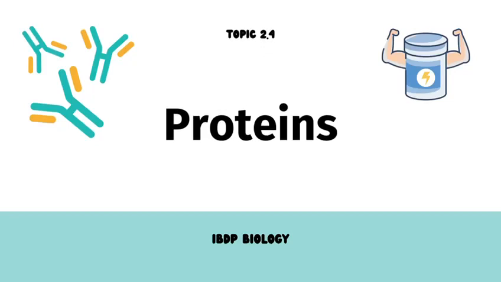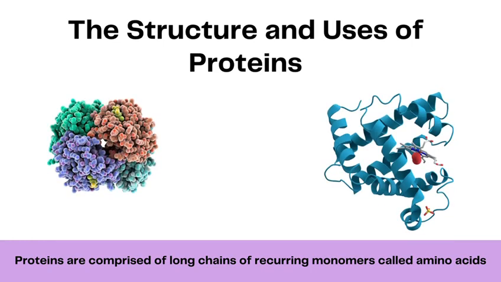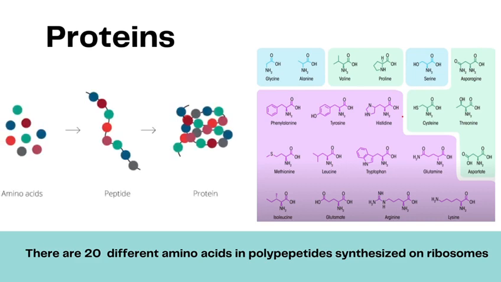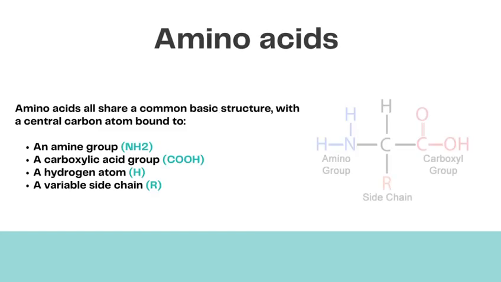Today's video is going to be about proteins, which is the IB Biology topic 2.4. So what are proteins? Proteins are large molecules made from amino acids joined together to form chains. Amino acids are the building blocks of proteins. There are 20 different amino acids and they are linked together by peptide bonds to form a protein. The specific sequence of amino acids determines the protein's function.